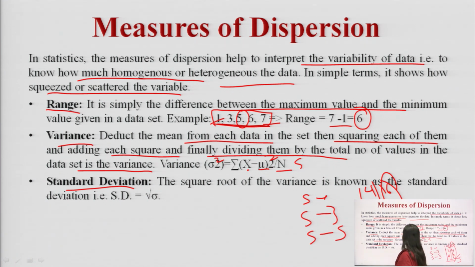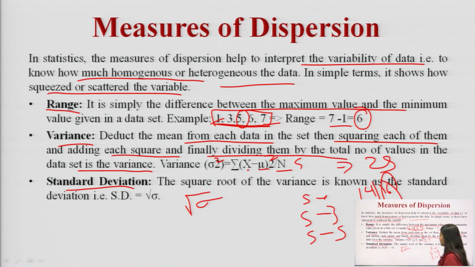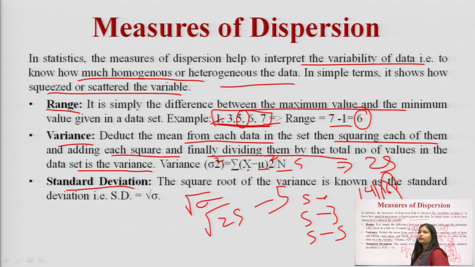Then the standard deviation. The square root of the variance is known as the standard deviation. Here you get the variance, and when you take the square root of that value, suppose the variance is 25, you put it in a square root, and your result will be 5. So your standard deviation is 5.